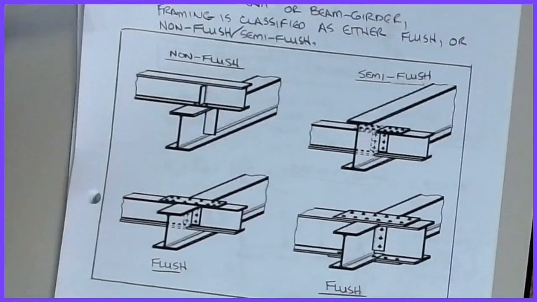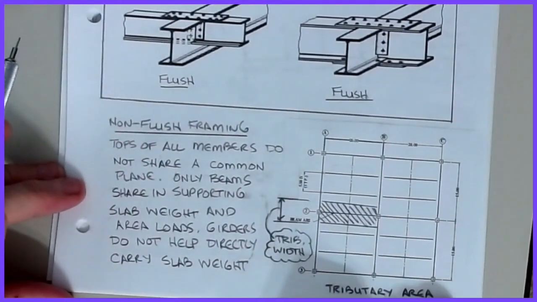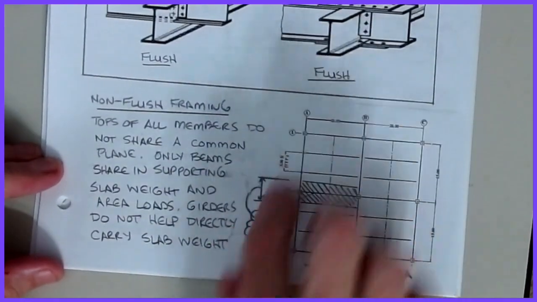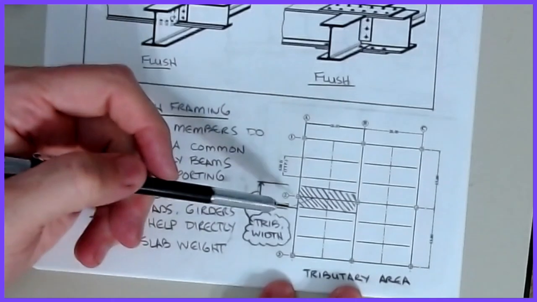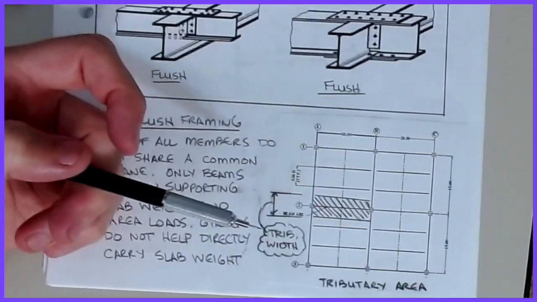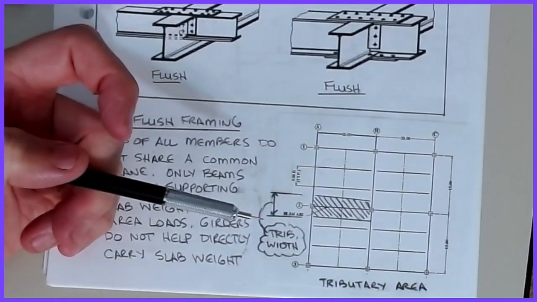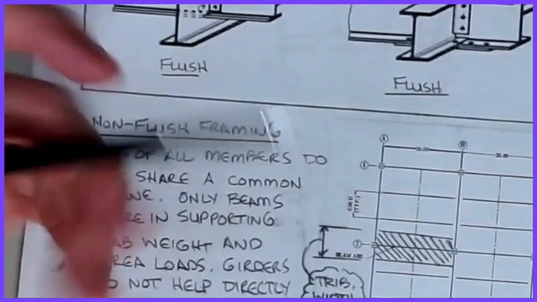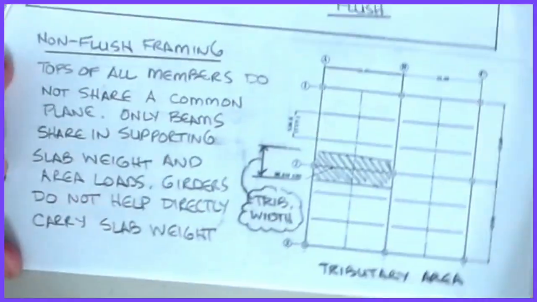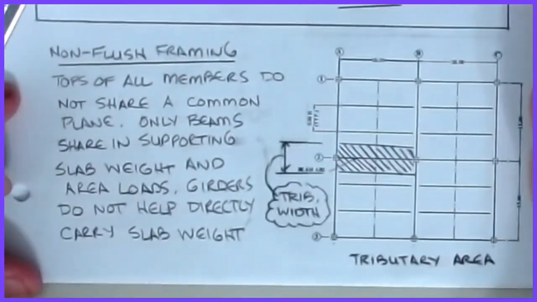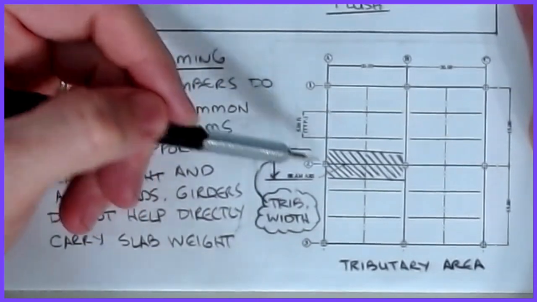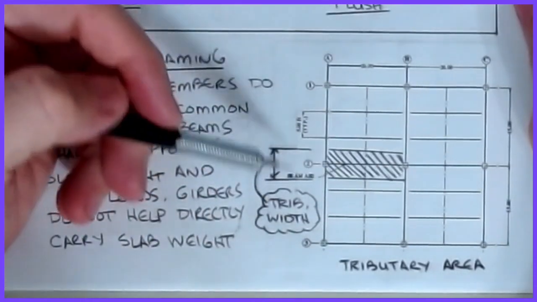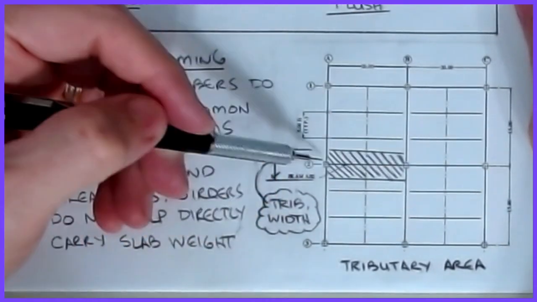Non-flush framing is the case where I have a beam running over the top of the girder. If I look at a typical regularly framed rectangular section, and I look at that girder that goes from A to B, and zoom this in a little bit so you can see it, this girder is what we would call AB2. It's between A and B on column line 2, spanning from here to here.